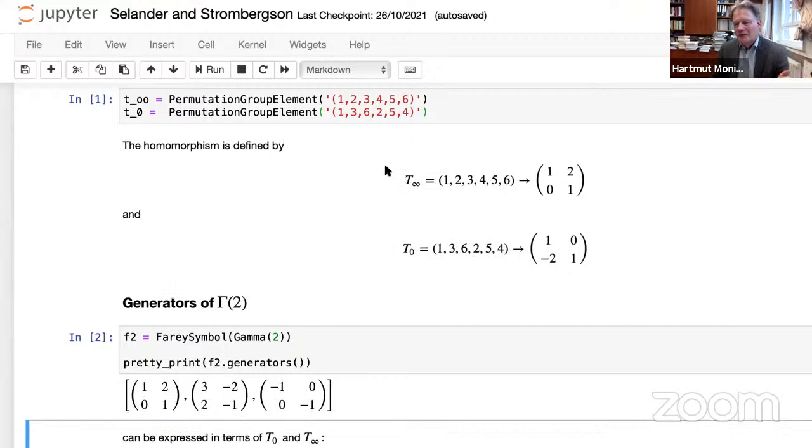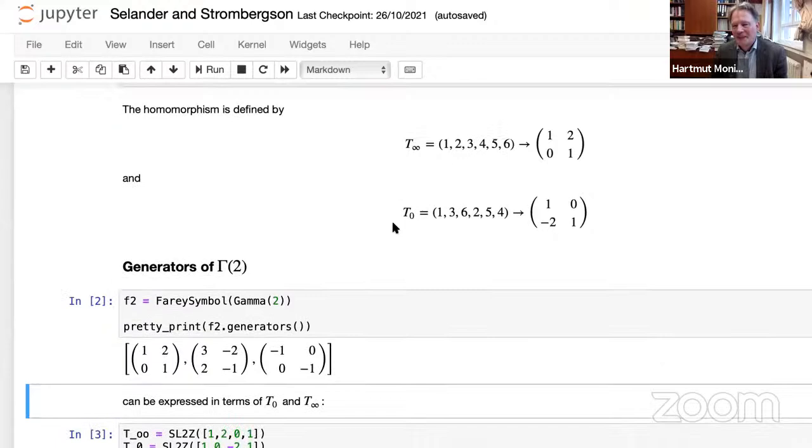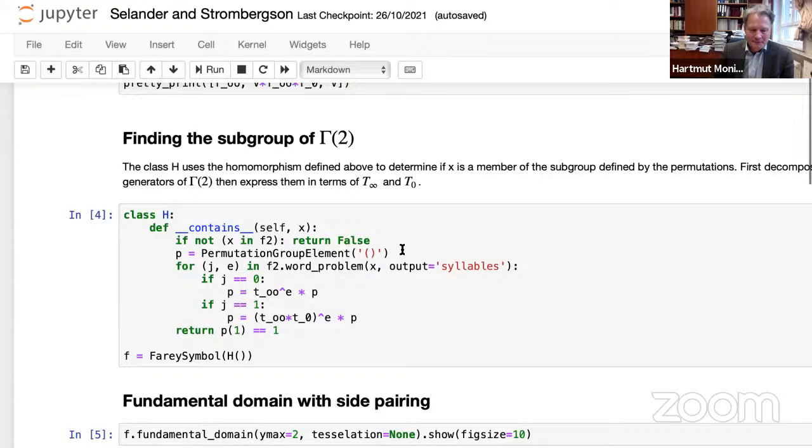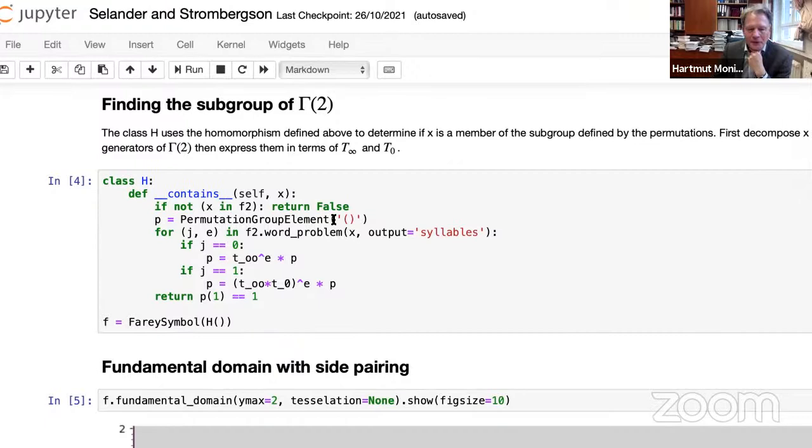Okay, that's not trivial enough, I hope. Okay, good. Well, here are the generators, and here I've defined the two elements. Now, how do I do that? Well, basically, I define a class H which has a contains method. So how do I define this contains?